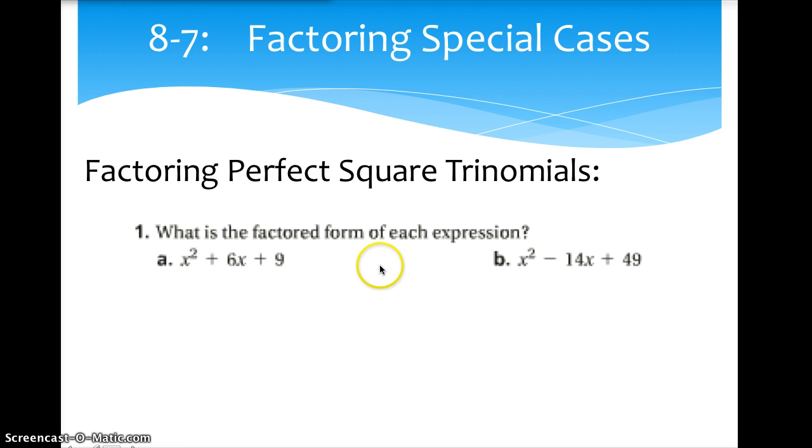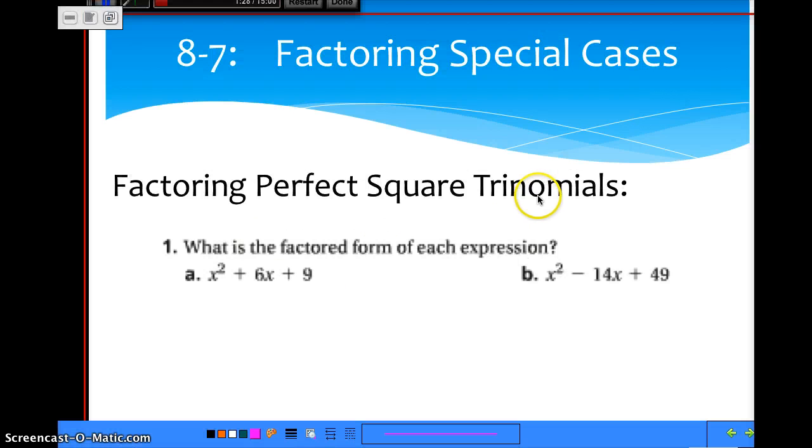Alright, 8.7 is actually a lot easier than the last two sections you guys have done, factoring special cases. These are just more about observation to try to figure out things that you may notice that will help you factor a binomial or trinomial quicker. If you don't understand these cases, it doesn't mean that you're not going to get it right. You still can go through what we've been doing.